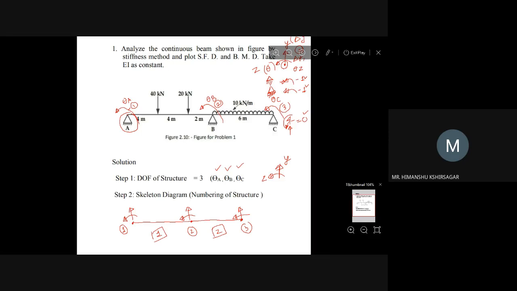So at node A there is a hinge support, so rotational displacement is possible. No displacement along Y. So there will be 1 in Z direction. So this will be 1. Then we come to node 2 along Z direction. So this will be 2. And again 3 at node 3 along Z direction.